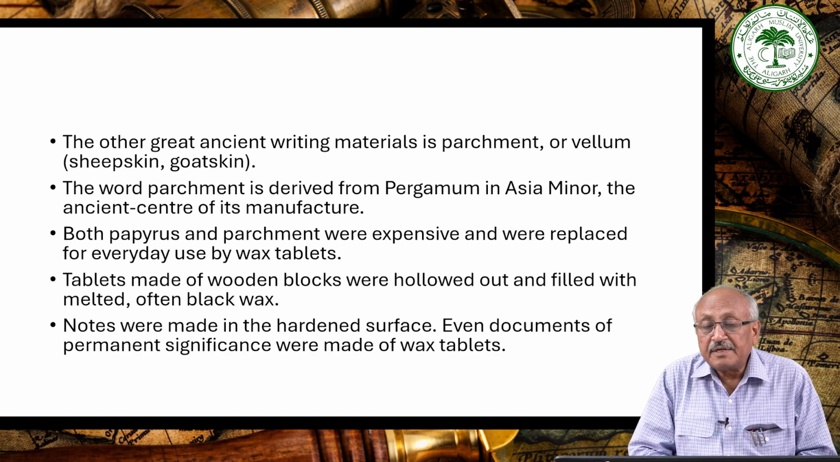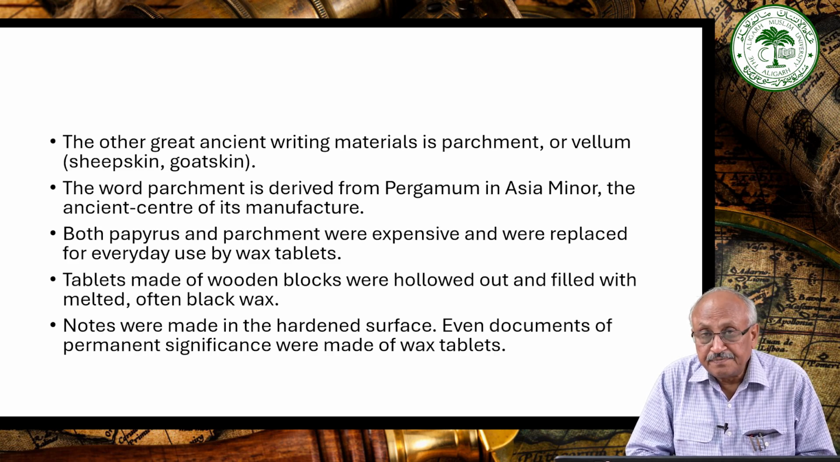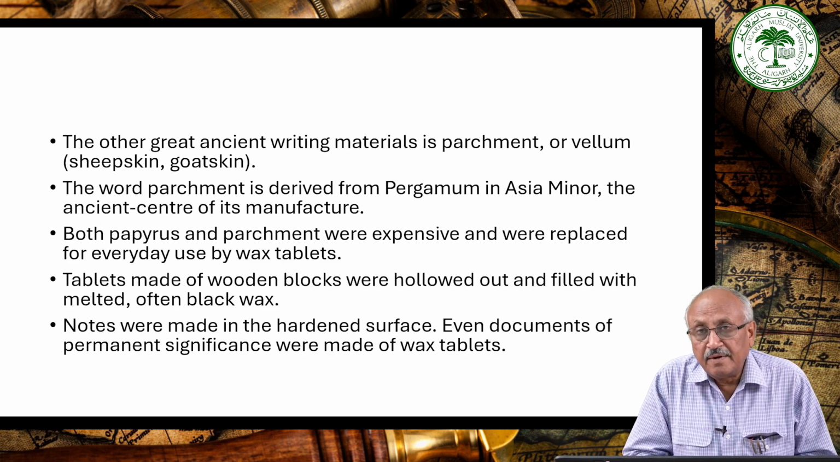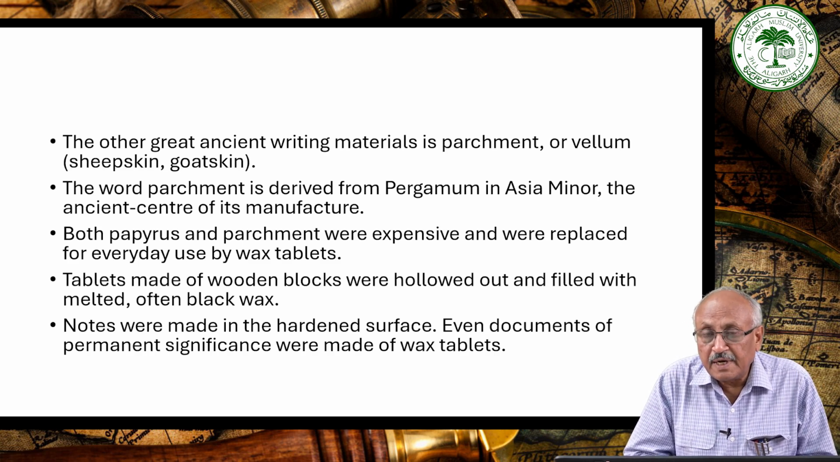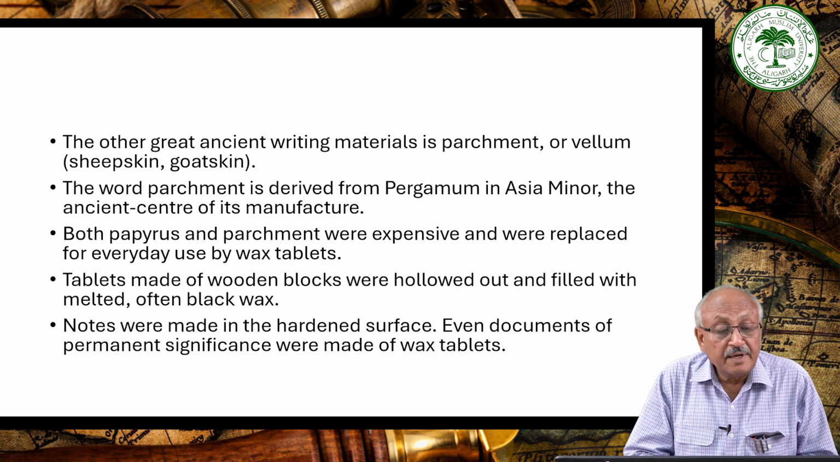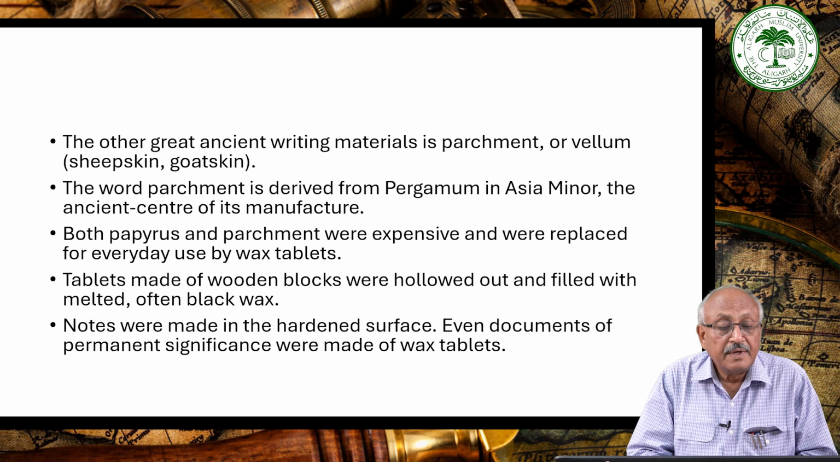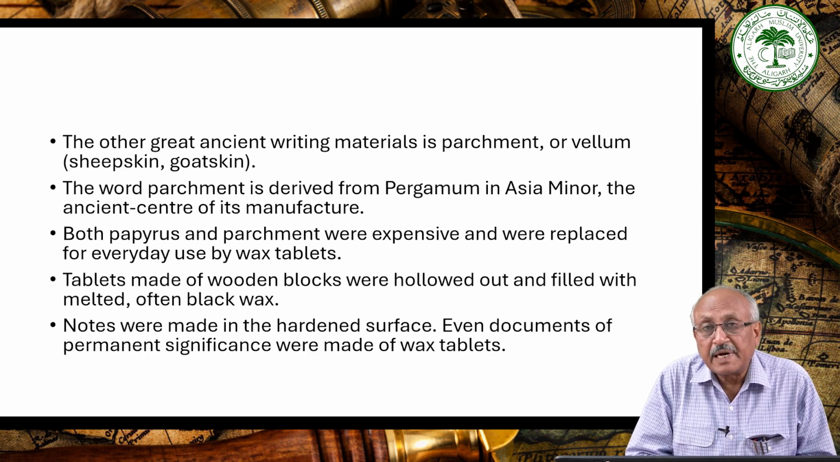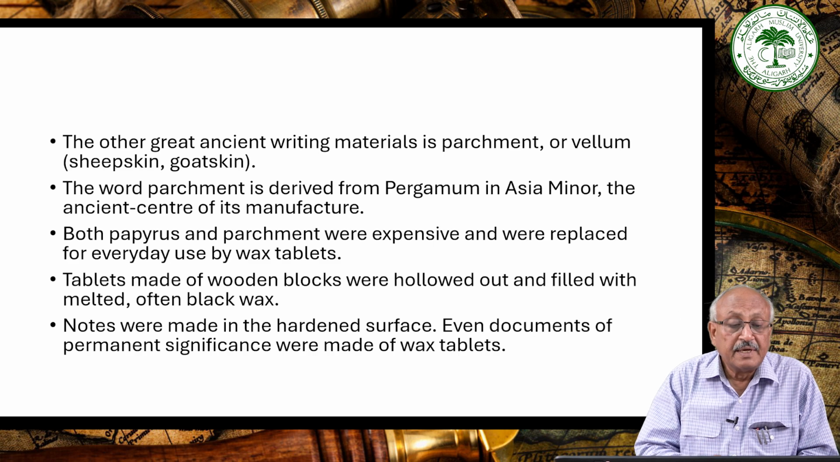The other great ancient writing material is parchment, the skin. In our Azad library, we have one of the copies of Holy Quran written on deer skin. So parchment is very popular and on a much larger tract. Or vellum, sheep skin, goat skin, deer skin could be, or any other skin which is durable. The word parchment is derived from Pergamum in Asia Minor, the ancient center of its manufacture. From that this name comes.